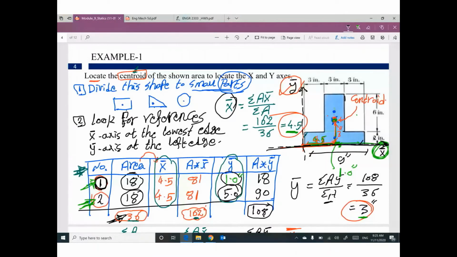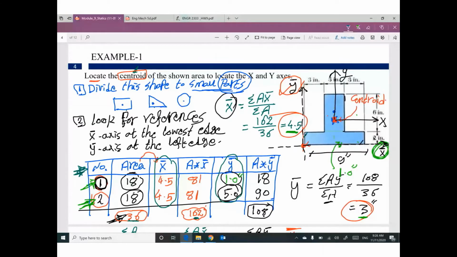Yeah, we remember this one. After your calculation, you discovered the centroid for this cross section at this point. At this point, I can put the x-axis and y-axis for the whole cross section. That's fine? What do you think about this rectangle shape?